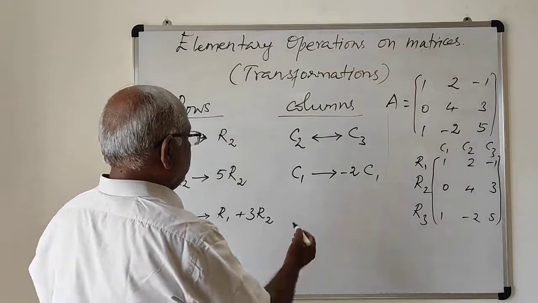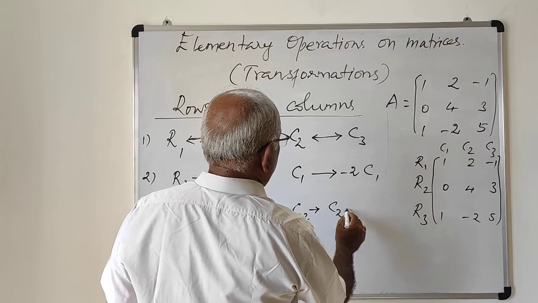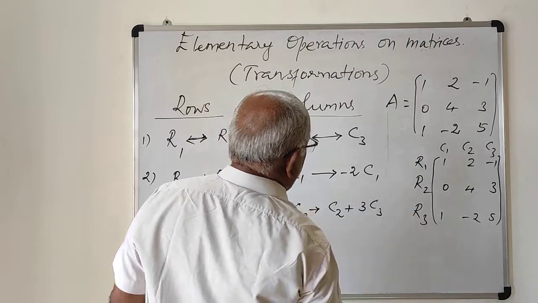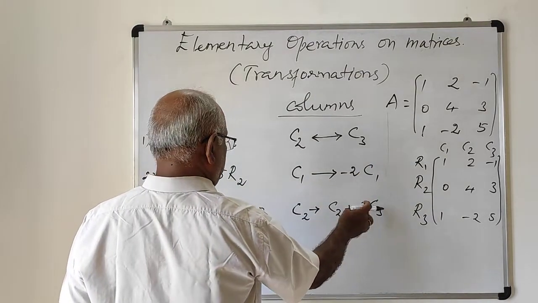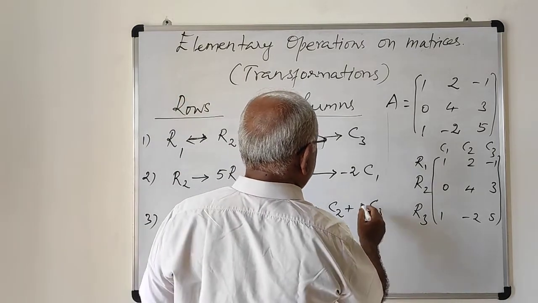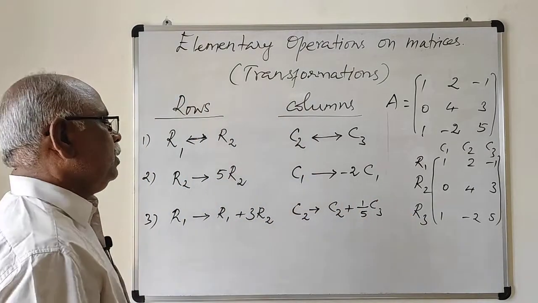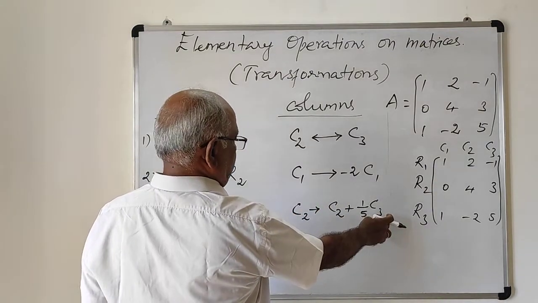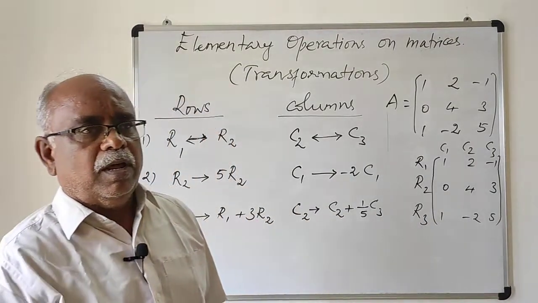Similarly, for columns, C2 becomes C2 plus 3 times C3. The elements of column 2 are added with the elements of column 3 multiplied by a constant 3. The constant need not be 3; it can be minus 3, 4 or 1 by 5. A fraction also you can multiply. The elements of column 2 are added with the elements of column 3 multiplied by the constant 1 by 5, a non-zero number.